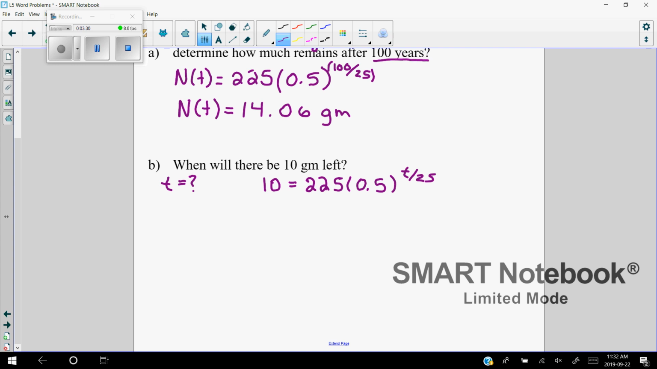Now, as of now, when you have an unknown in your exponent, that means that we're going to use the graphing method to find out. So on your left-hand side, you put y1, right-hand side, you put y2, and you graph it, and you find the intersection. Okay, so when I did that, I had to adjust my window settings a little bit, but I found my x value to be 112.3 years in order for there to be 10 gm left. So make sure you're comfortable dealing with your window settings.